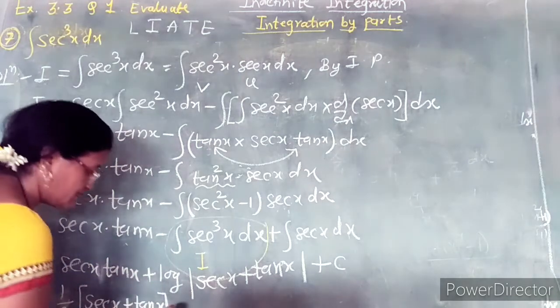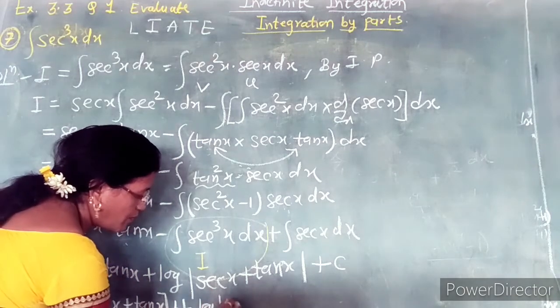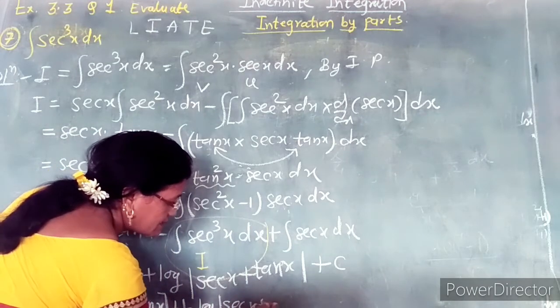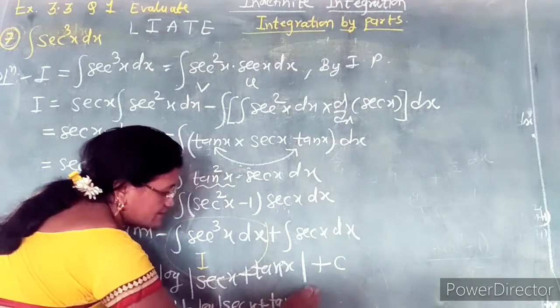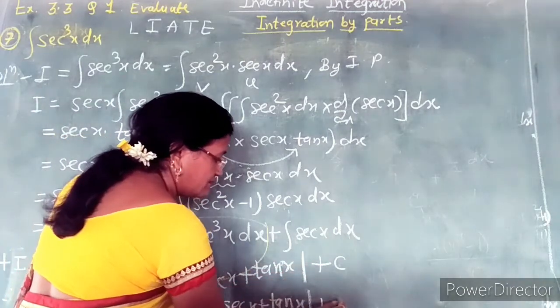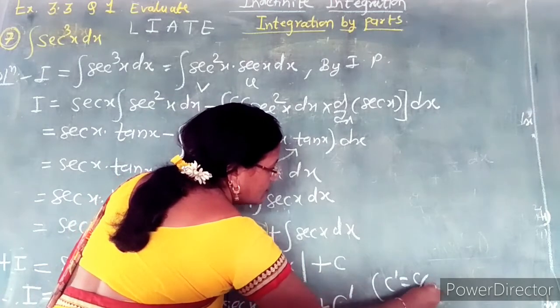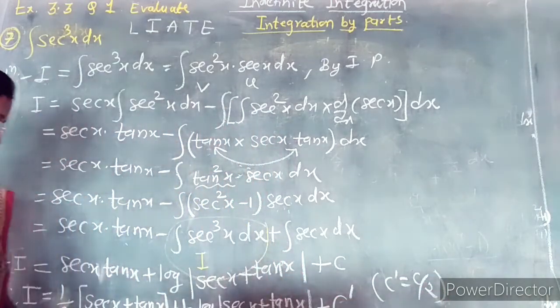Again 2 is divided to this, means plus 1 by 2 times log of mod of sec x plus tan x. And again this 2 is divided to this 2. C means we may write C dash, where C dash is equal to C by 2. This is the value of integral I.